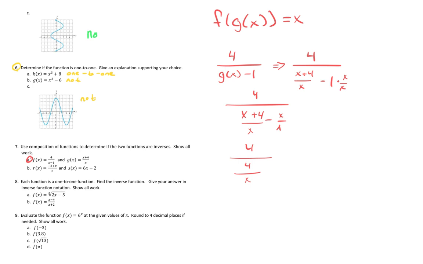So from here, we can take this one down here and bring it up here, and then cancel those two out. And we multiply by x over x. This cancels with that. And then the 4's divide each other out, and we're just left with x. So because we just got x, that means that yes, these are inverses. And it's also a good idea to check if the opposite is true. If we plug f in for g and we get the same thing, then they're also inverses.